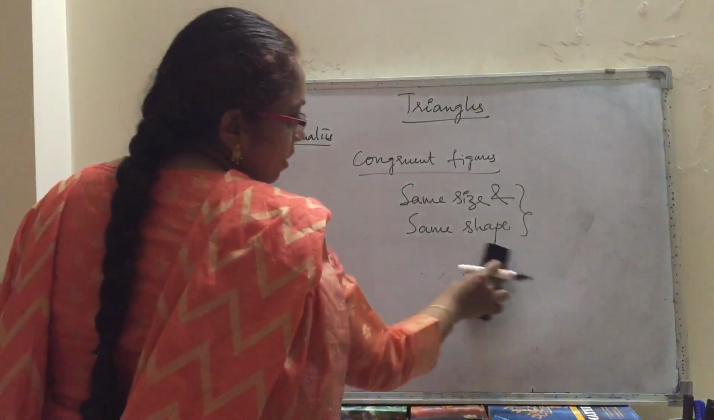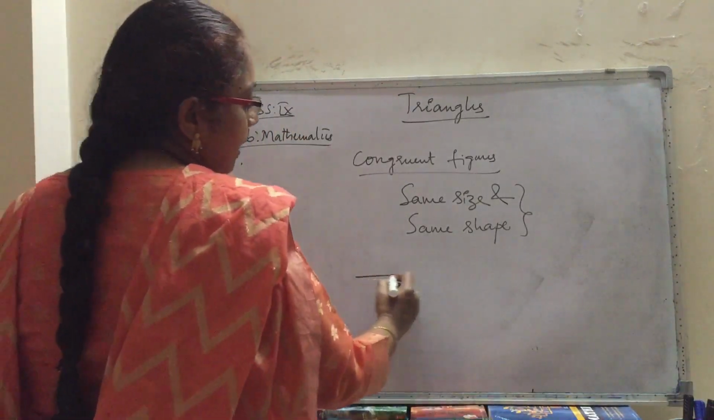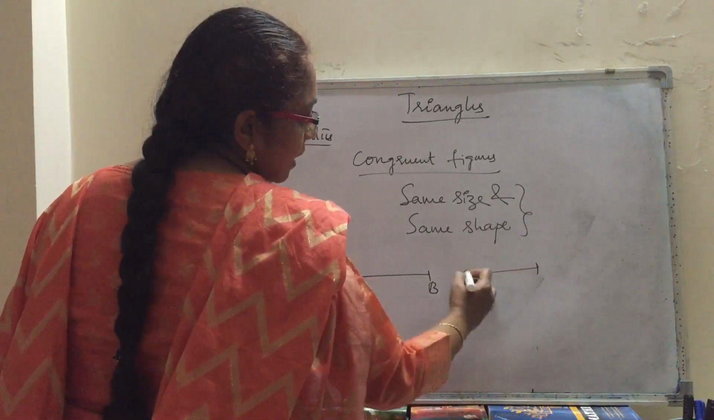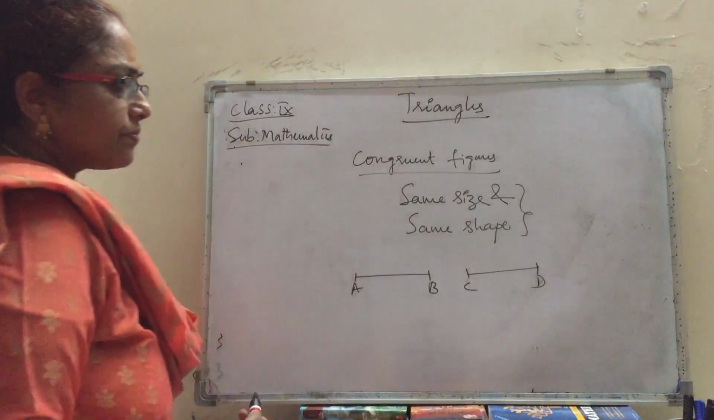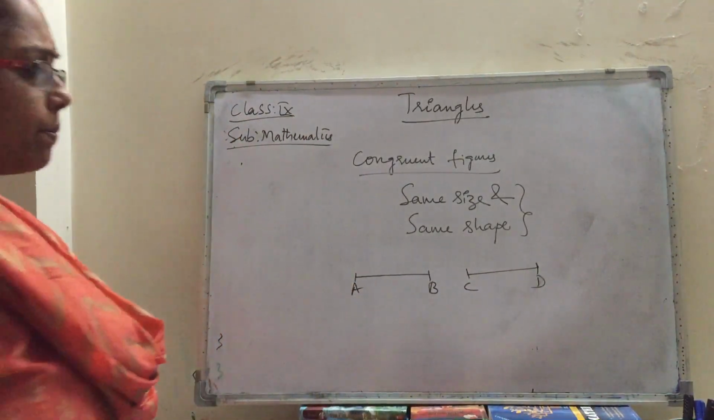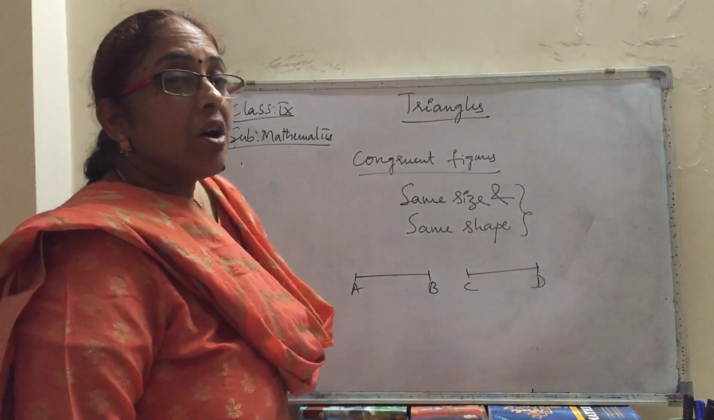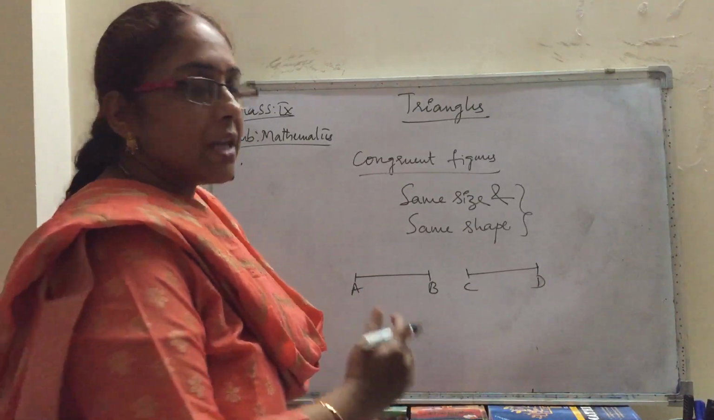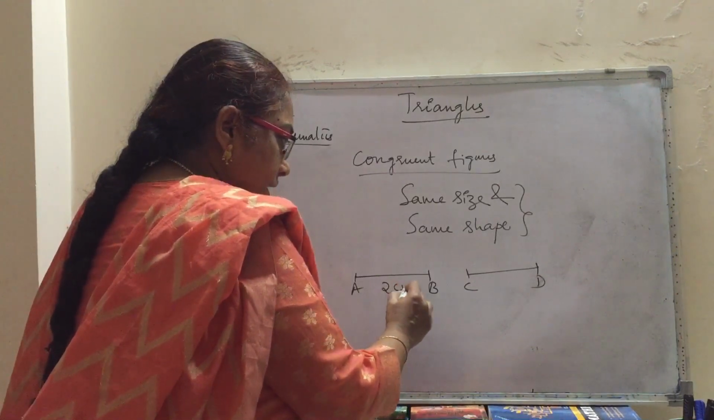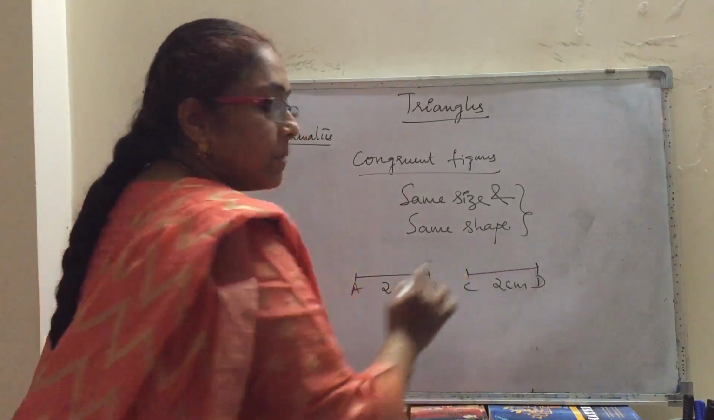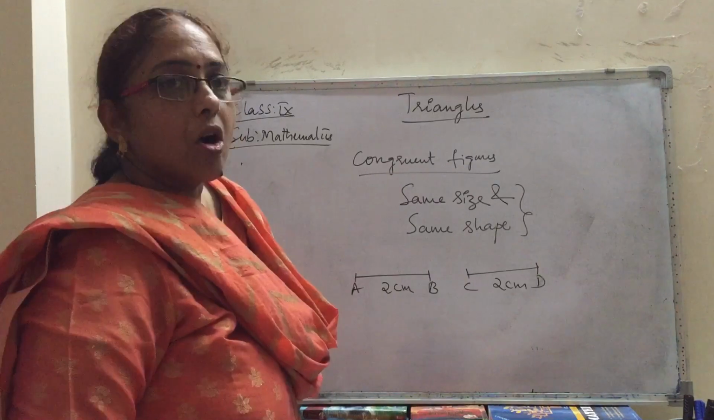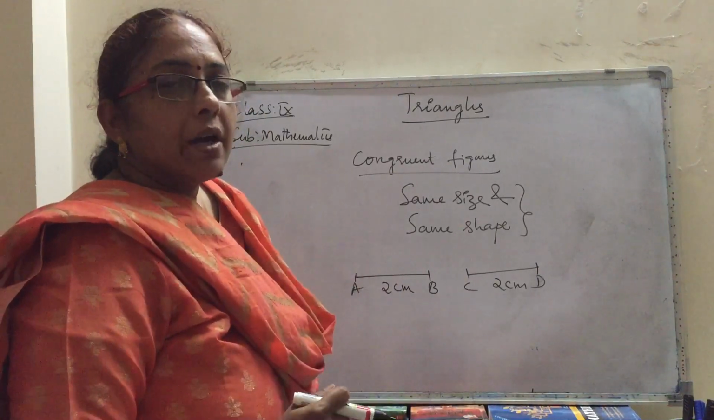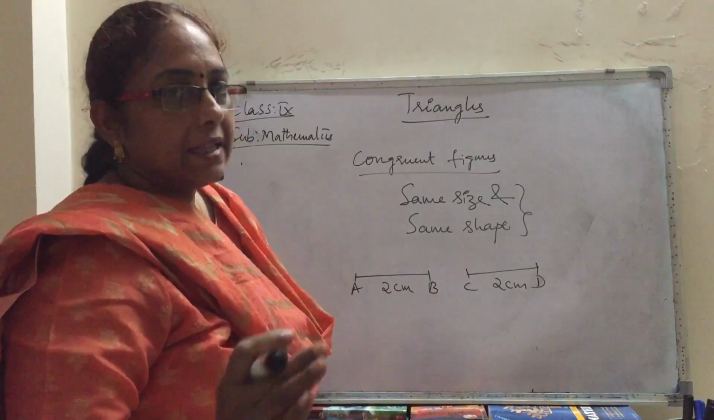When can we say two line segments are congruent, children? See, AB and CD, if you take two line segments, are they the same shape? Yes. When can we say congruent? If the size is also the same. When the size is the same, the length is the same. If AB length is 2 centimeters and CD is also 2 centimeters, then the line segments AB and CD are congruent. When two line segments have the same length, they are congruent.